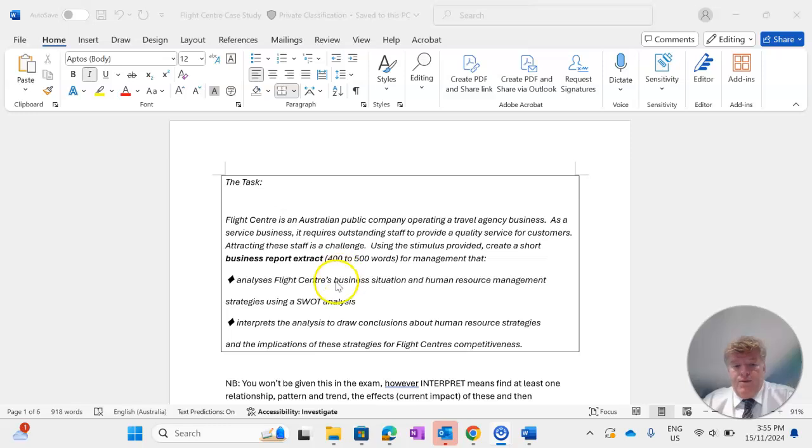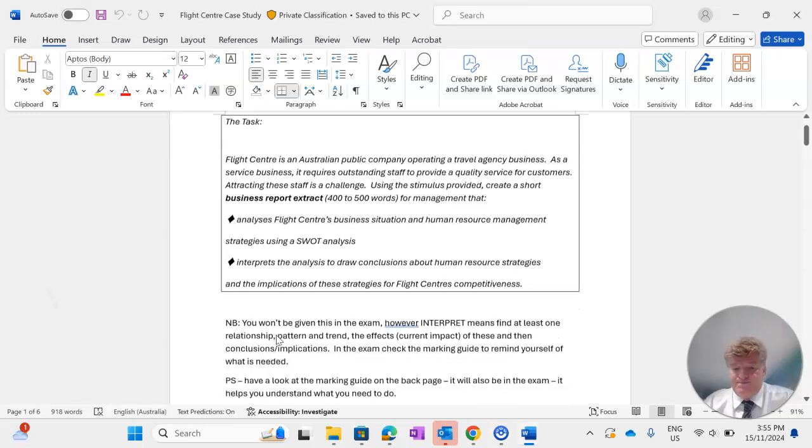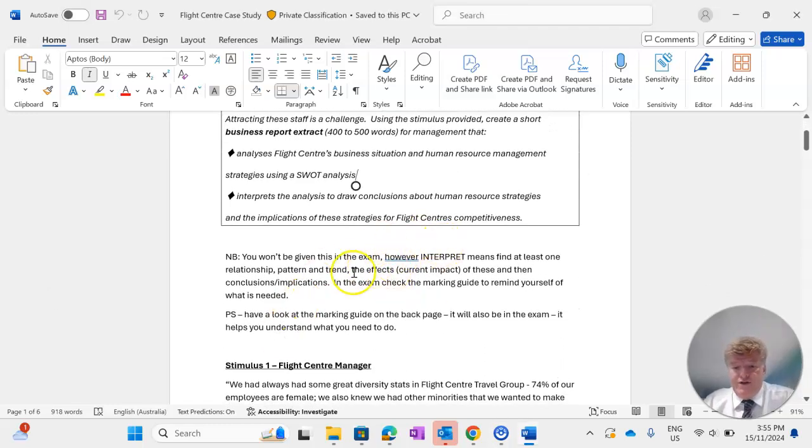So we've got to analyse Flight Centre's business situation. So there'll be an analysis tool. Well, they've told us there it's a SWOT, and interpret the analysis. Now, this is a little tricky because they haven't told us exactly what they're looking for here. But when we talk about this, we're thinking about relationships, patterns, and trends, the effects, so what's happening now because of those relationships, patterns, and trends, and drawing implications. So looking into the future of these strategies for Flight Centre's competitiveness. So interpret means find at least one relationship, pattern, and trend.